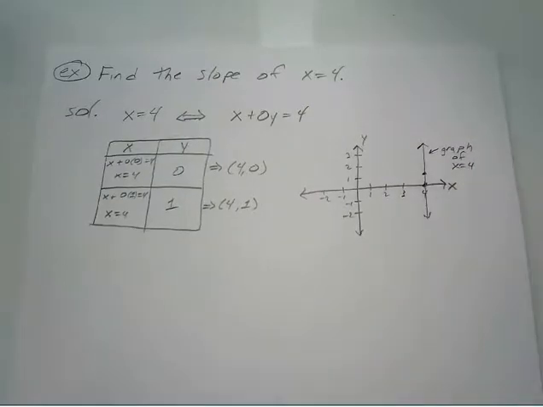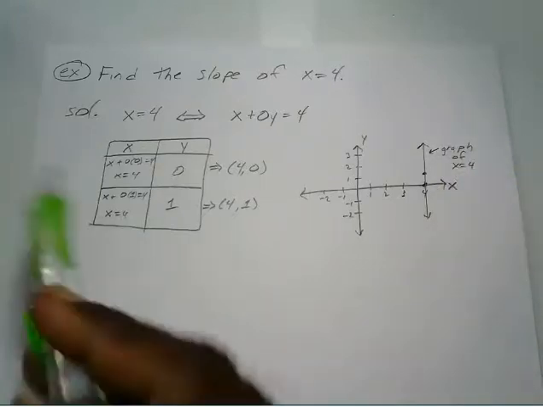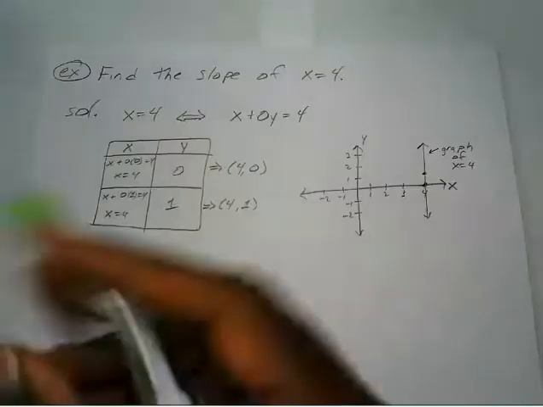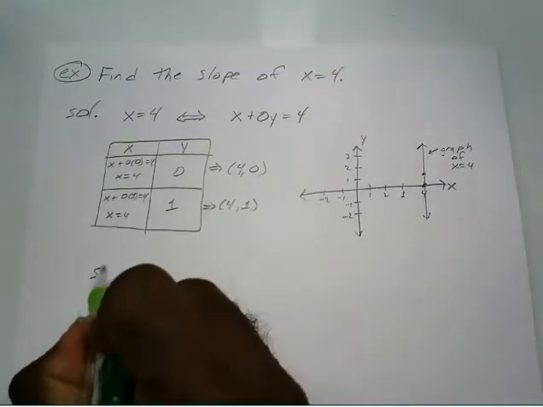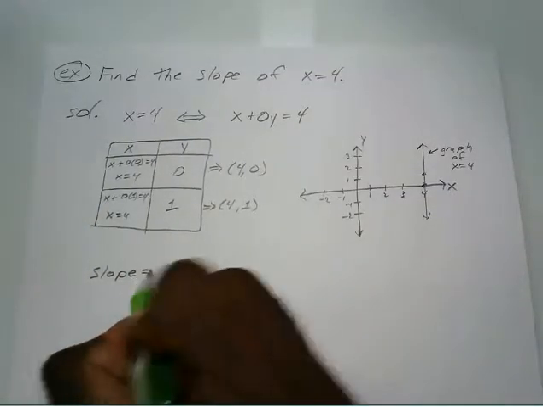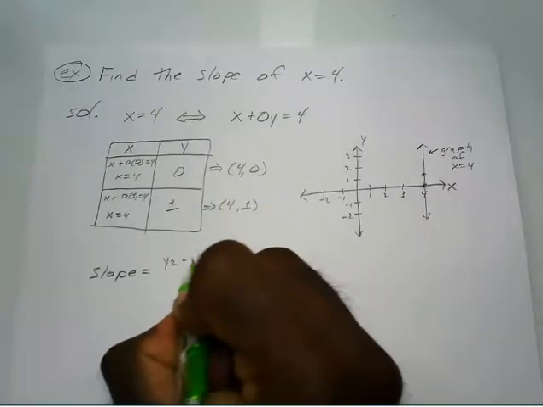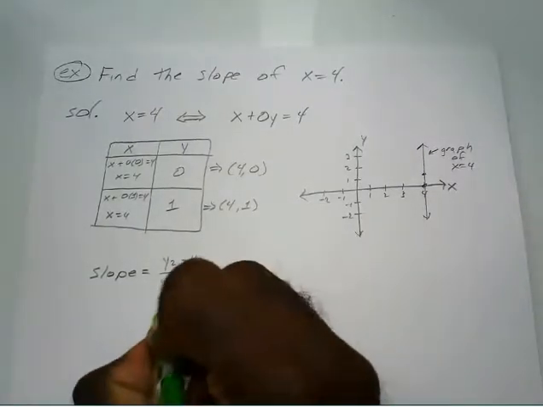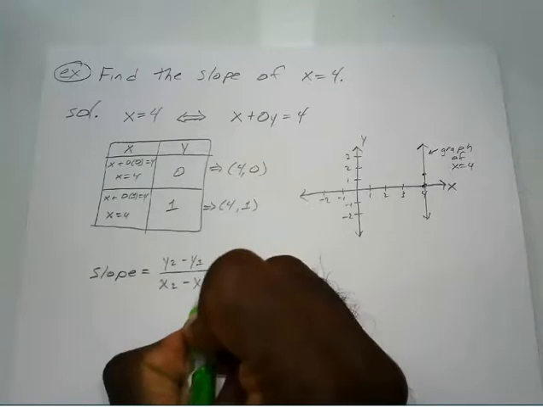Alright, so it's pretty simple. Remember, x equals any number is just a vertical line through that number. So this is the graph of x equals 4. But we don't want to graph it, we want to actually find the slope. So remember, your slope is equal to y2 minus y1 over x2 minus x1.